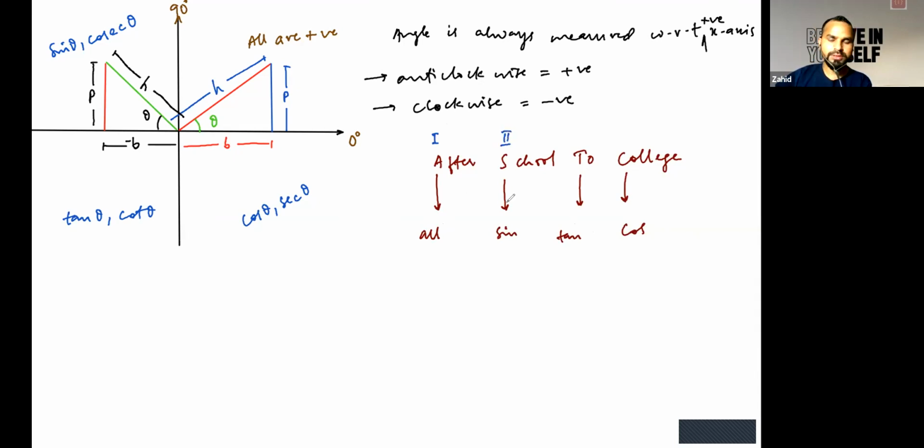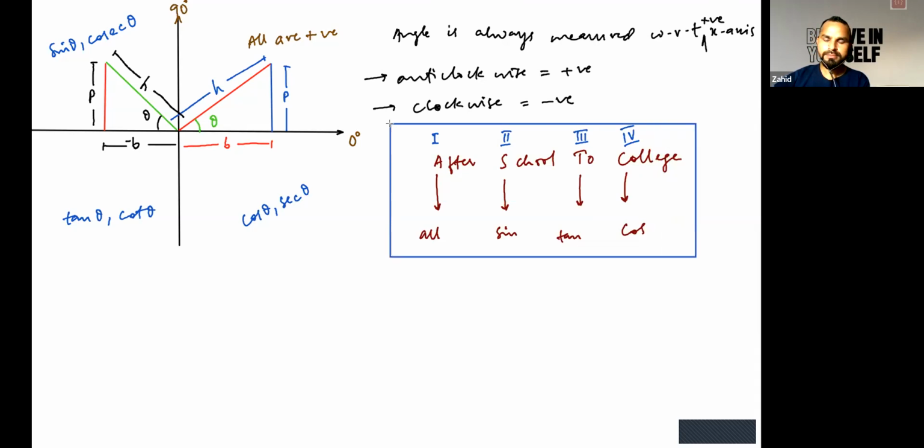In the second quadrant, only sine theta and its reciprocal would be positive, the rest of the terms would be negative. In the third quadrant, tan theta and its reciprocal would be positive, the rest of the terms would be negative. And in the fourth quadrant, cos theta and its reciprocal would be positive, the rest of the terms would be negative. Is it clear? Yes.